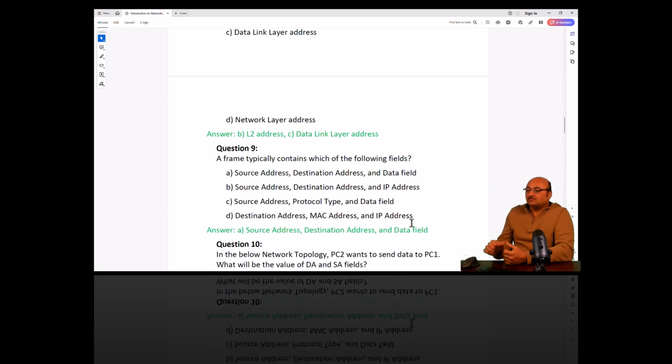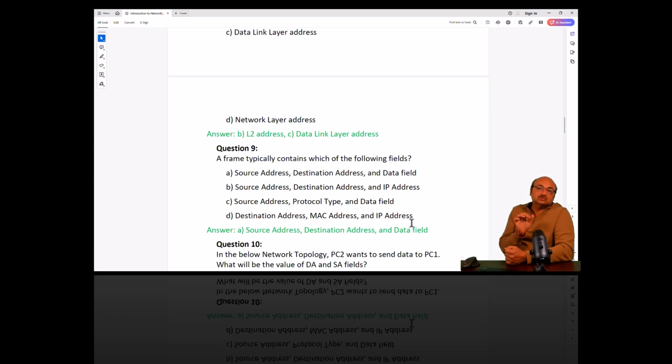A frame typically contains which of the following fields? Very basic question. The reason I'm keeping it simple is so that you are able to gradually absorb it and settle it in your mind. So the common fields in a frame are source address, destination address and data. During the lecture, I mentioned there are 2 more fields that we are going to discuss later. Those are type and checksum. Hold on to that. No rush. First, let's get these concepts right.